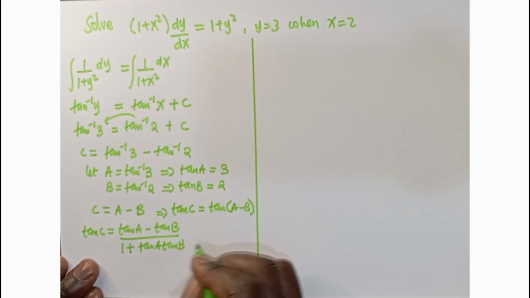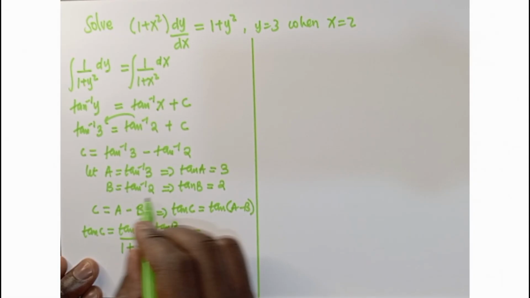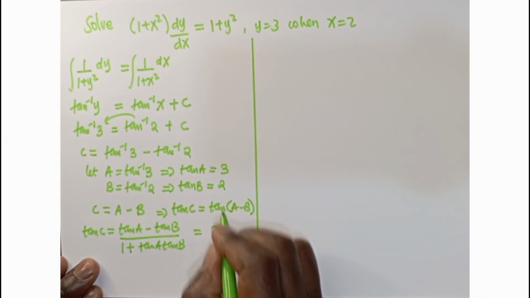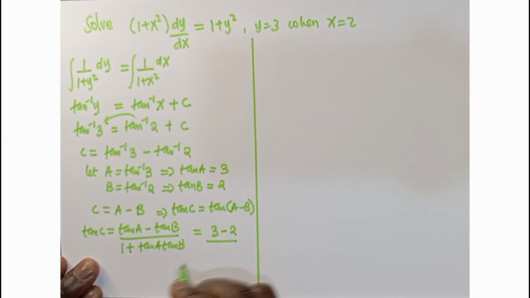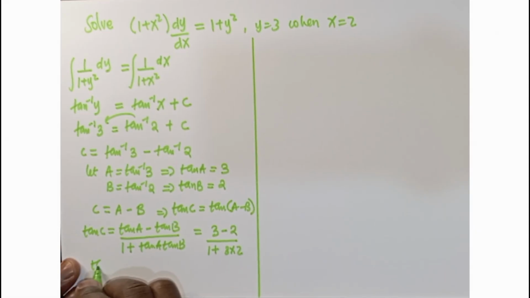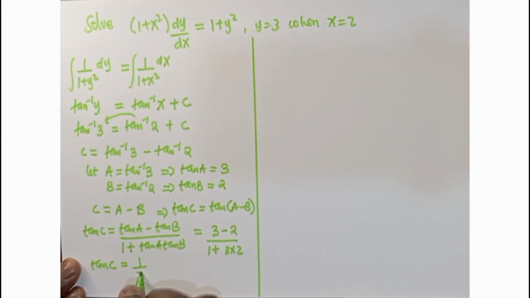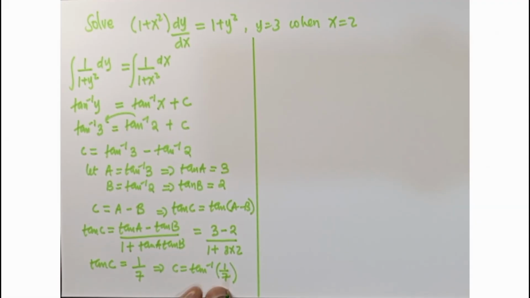Now when we substitute in tan A and tan B, we shall have 3 minus 2 out of 1 plus 3 times 2. So therefore our tan of C will end up being 1 out of 7. This simply tells us that C is actually tan inverse of 1 out of 7. So we have C now.